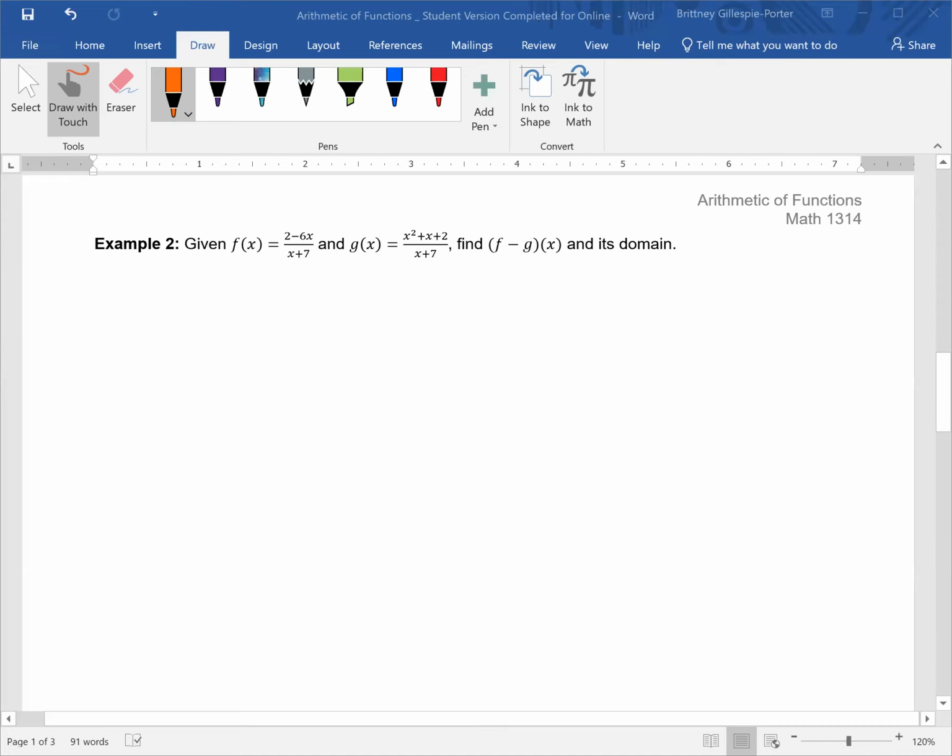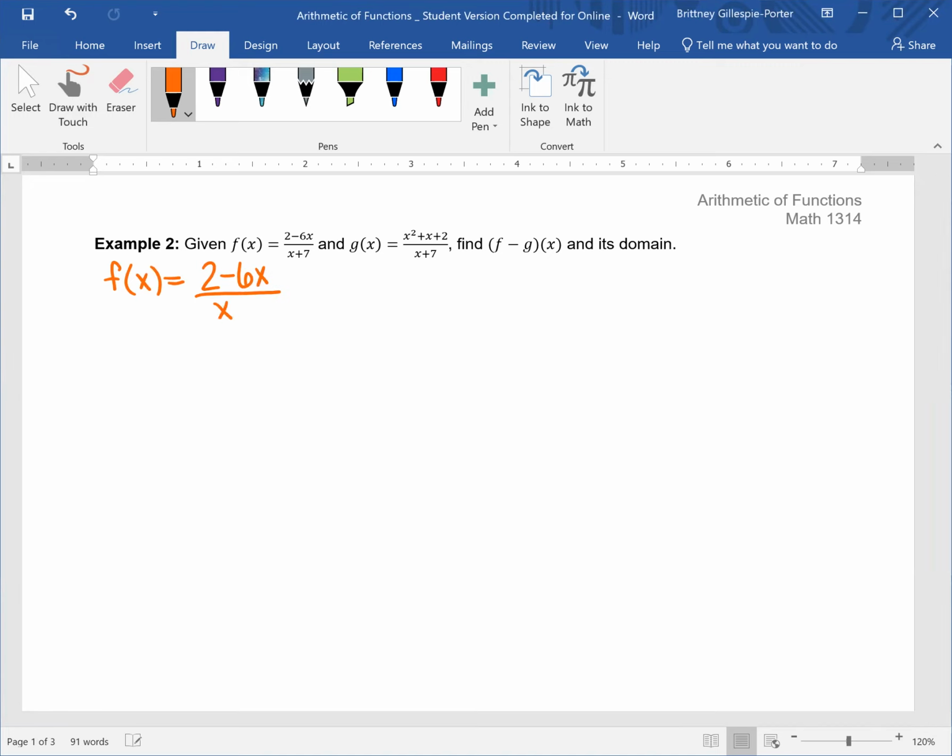Let's continue with our arithmetic or algebra functions. I'm going to again let my f of x be my orange function. We have 2 minus 6x all over x plus 7. I'm going to let g of x be my purple function. So x squared plus x plus 2 all over x plus 7.